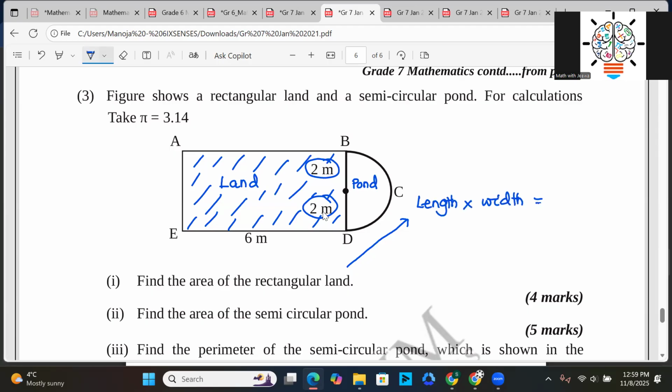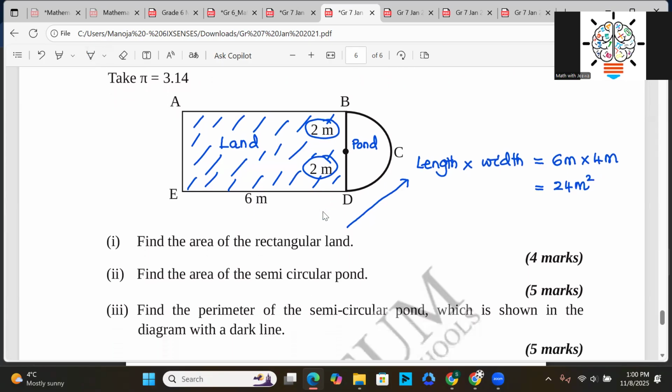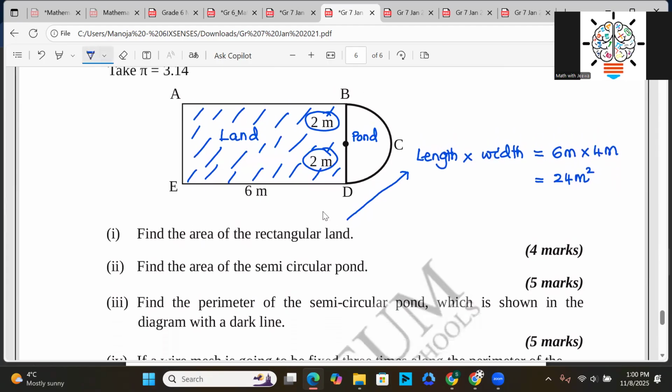So then the length is equal to 6 meters times 4 meters, and then it is 24 meter squared. Find the area of the semicircular pond. Now you can see this is the radius of the semicircular part, right? How do you get the area of the semicircular part? The full circle is πr squared, children. And you want to divide this by 2.